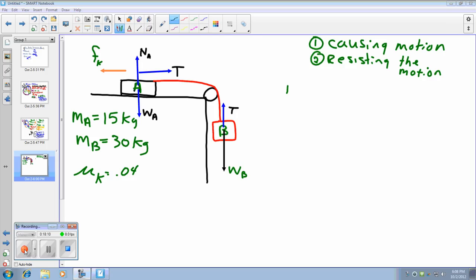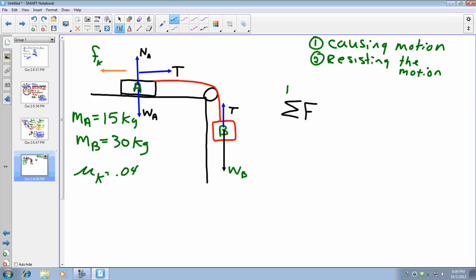Again, we care about what's causing the motion, and this is really going to result in the sum of the forces that are causing the motion. What's causing that motion is going to be the weight of object B. For this entire system, remember, not an individual block or the little cart A by itself, but the entire system, the sum of the forces is going to be equal to the weight of object B that's causing the motion. What's resisting the motion? That's going to be the kinetic friction on box A, right here. This friction is going to be resisting that motion.